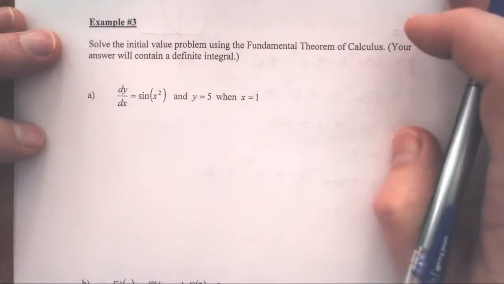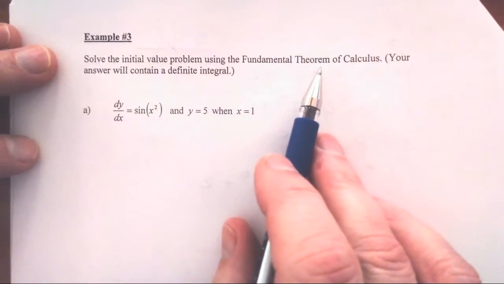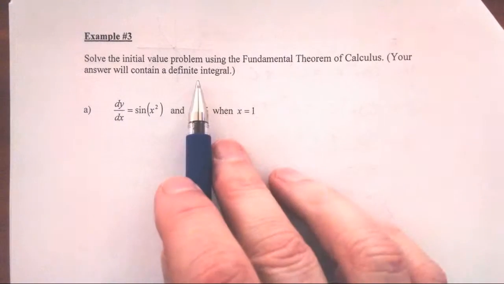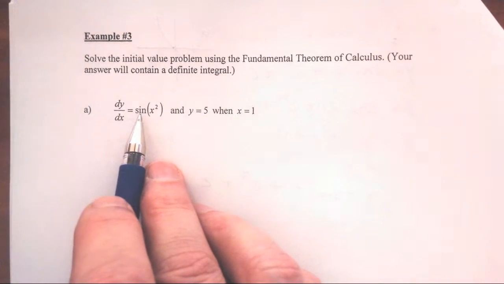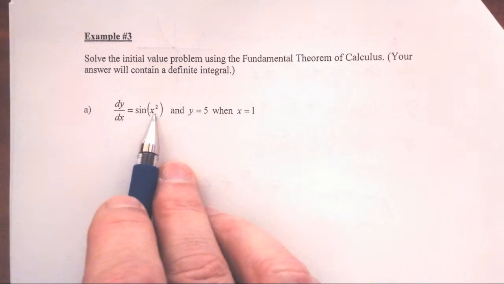Solve the initial value problem using the fundamental theorem of calculus. Now, it's telling us the answer will contain a definite integral. Therefore, they're basically telling us, hey, maybe it's not going to be easy to find the antiderivative of sine x squared. You can think about that for a minute.